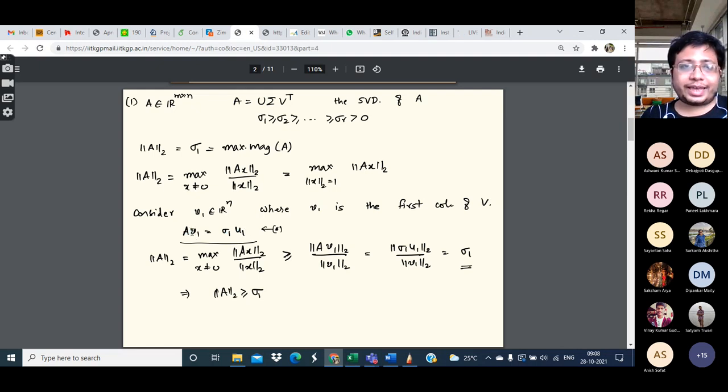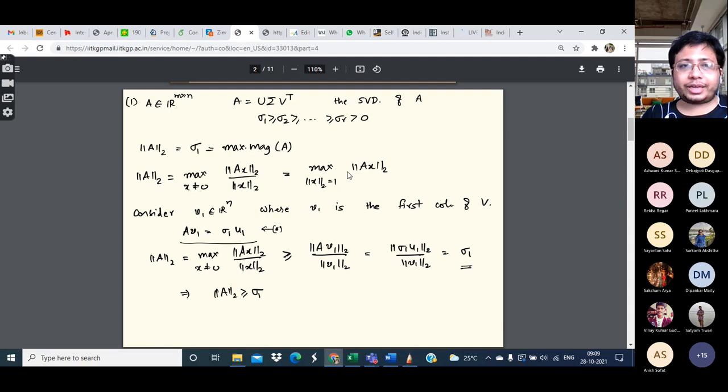Okay? And we also remember this relation: A V1 is equal to sigma 1 U1. Why? Because this is precisely the way we had defined U1. Remember that we had started off with the definition of V1 and sigma 1, and U1 had followed from that. So this relation holds by definition. So we know that AV1 is equal to sigma 1 U1, AV2 equal to sigma 2 U2, AV3 is equal to sigma 3 U3, etc.